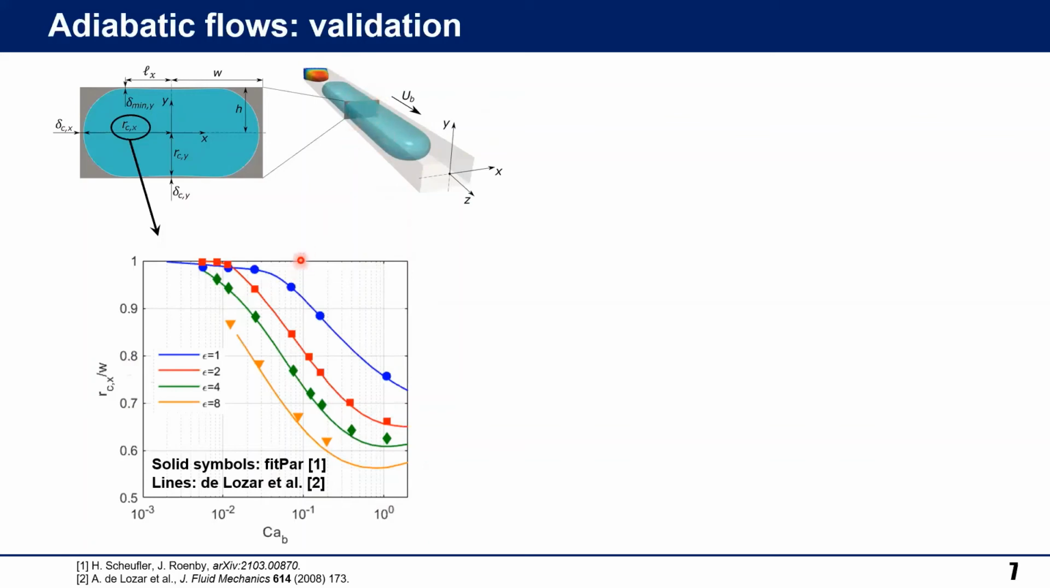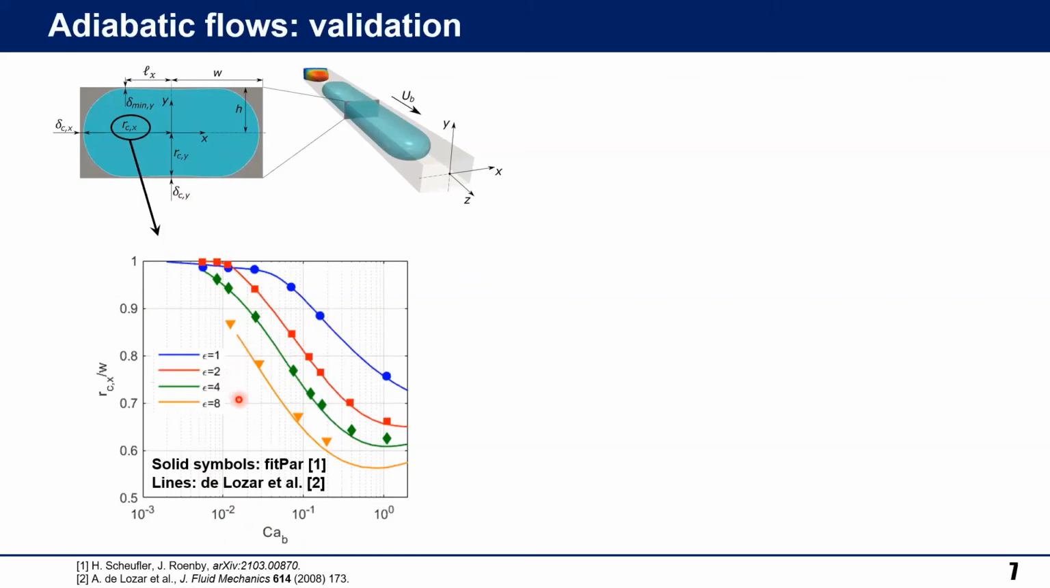What we are measuring here in this cross section is the width of the bubble rescaled by the channel width. So in the top left figure here, you see a sample image of the cross-section with the blue being the bubble and the gray being the liquid. In the figure in the bottom here, we see the bubble width rescaled by the channel width, so maximum can be 1, as a function of the capillary number evaluated based on the bubble speed for 4 different values of the aspect ratio. Aspect ratio 1 is the square channel, aspect ratio 2, 4, 8 are the rectangular channels.